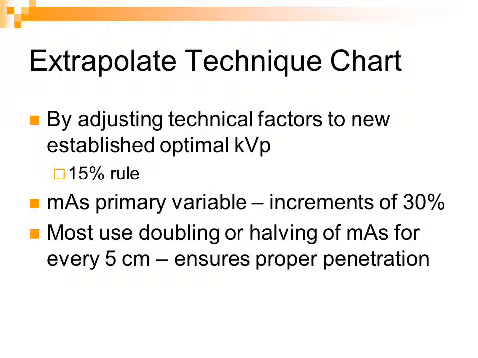Extrapolate technique chart. By adjusting technical factors to the new established optimal kVp, and again, the 15% rule can be used. Mass is the primary variable here, so increments of 25 to 30%. Again, we know that's how much it takes for our visual eye to be able to see mass changes. But if we're going to make an adjustment to mAs, we know that we do it by doubling or halving. And the rule is for every 5 centimeters, which ensures proper penetration.